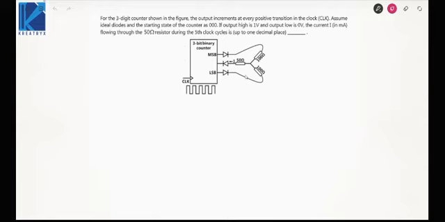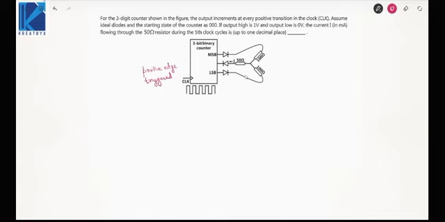Next problem. For the 3-digit counter shown in the figure, the output increments at every positive transition of the clock. That means this is a positive edge triggered counter. Assume ideal diodes and starting state of the counter as 0, 0, 0. If output high is 1 volt, low is 0 volt, we need to find the current flowing through the 50 ohm resistor during the 5th clock cycle.